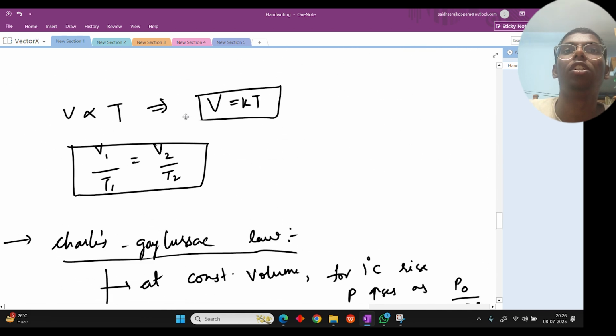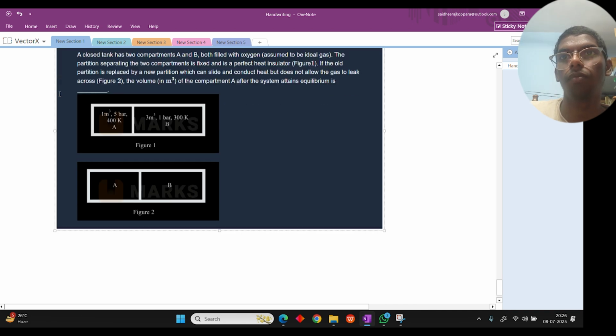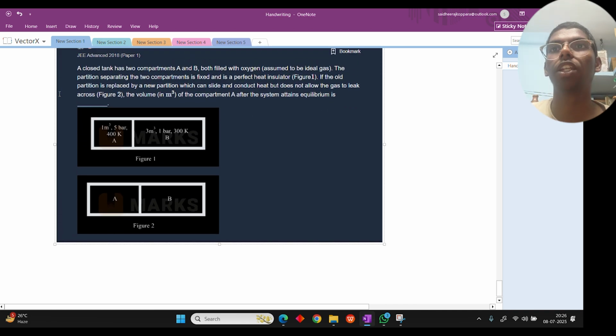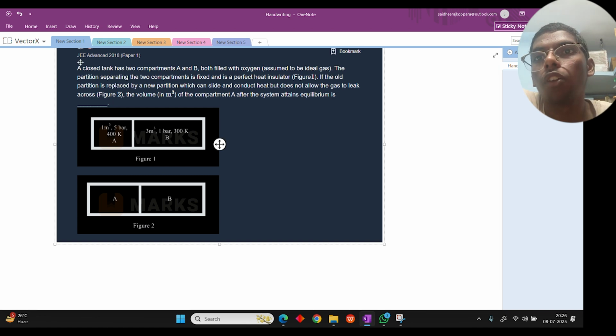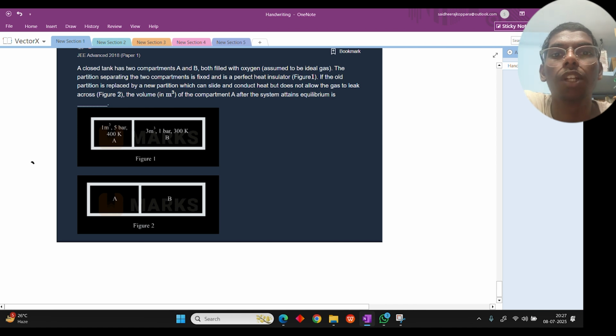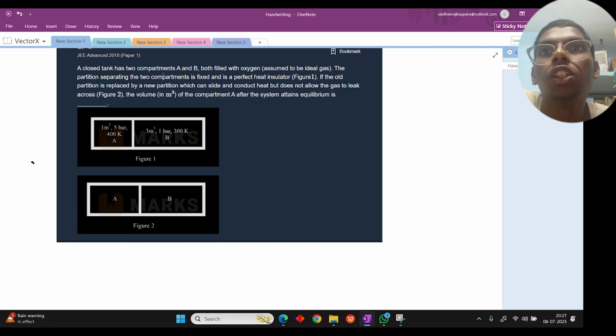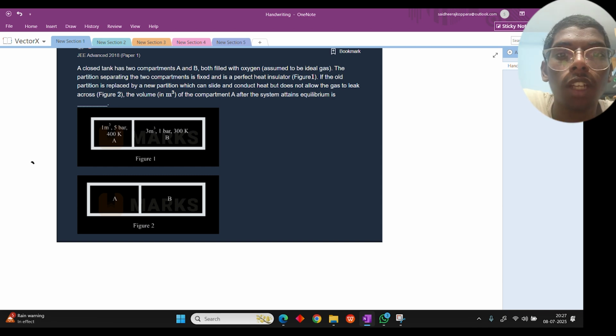Let me copy paste this. Let me once again read the question. The question says that you have two compartments A and B, both filled with oxygen gas, and you need to assume that the behavior of oxygen is ideal in nature. That means PV by nRT equals 1, because the compressibility factor is 1, right? They are separated by a perfect heat insulator. That means heat doesn't flow from the A side to the B side.